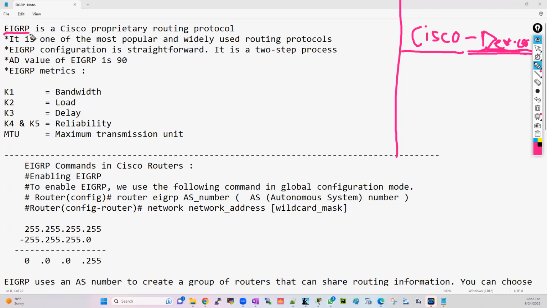EIGRP is a type of dynamic routing protocol. It can be used side by side with other protocols. But one thing we need to pay attention to at this level is that EIGRP is now open source. Before, it was majorly Cisco proprietary. Cisco proprietary means that it only works with Cisco devices, but now it has become open source. What it means is that it can work with any vendor devices.